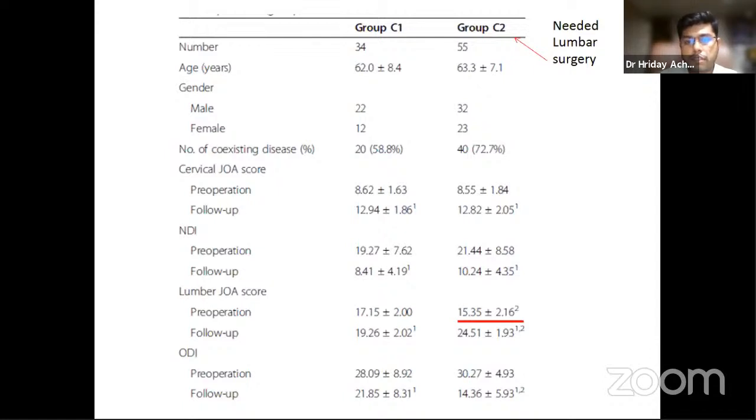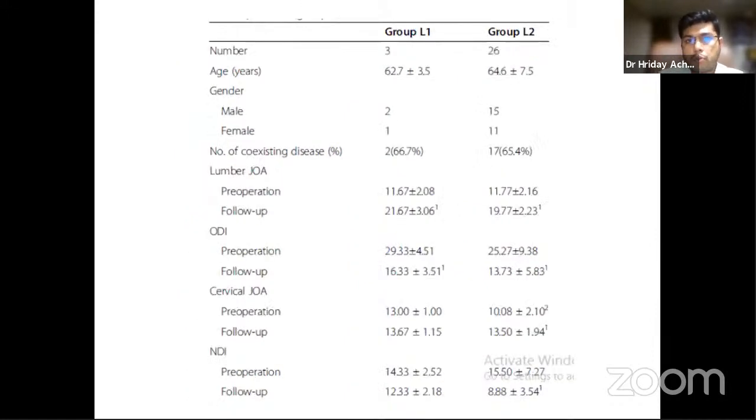Now, the main difference was that the lumbar JOA score was significantly higher in C2, which means there were significantly more lumbar symptoms, and that is why they needed the second surgery. When the lumbar group is compared, L1 needed only lumbar surgery, L2 needed a second stage cervical surgery. Here also, L2 groups had significant cervical JOA scoring. That is why they had significant cervical symptoms along with lumbar symptoms. But since lumbar was predominant, lumbar was operated first.